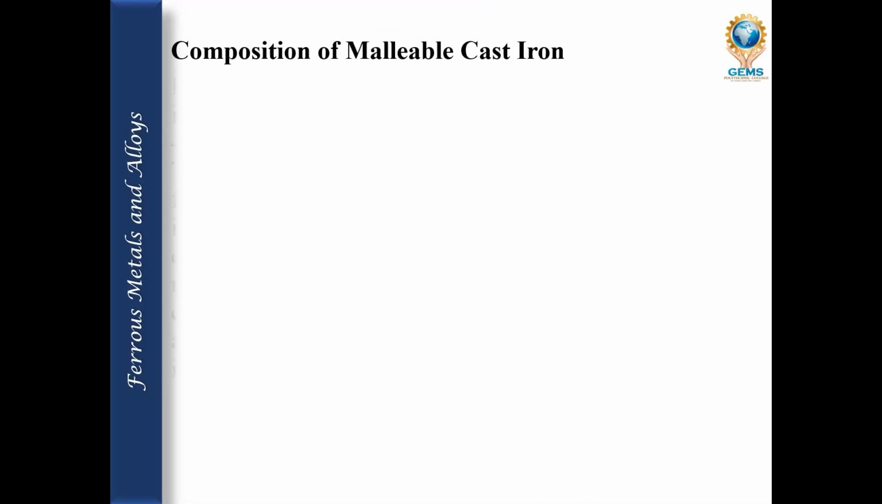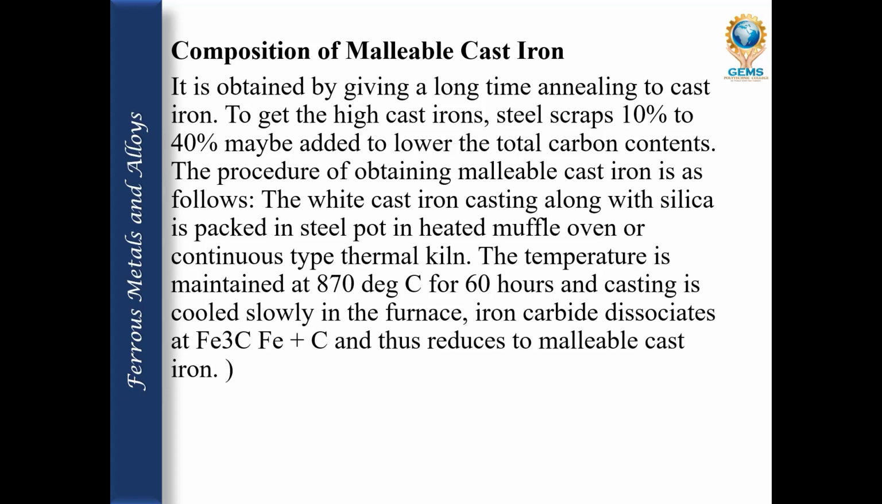Malleable cast iron is obtained by giving a long-time annealing to cast iron. Let me tell you about annealing. Annealing is where the metal is heated and allowed to cool slowly in order to remove internal stress and improve toughness. To get the cast iron, steel scraps of 10% to 40% may be added to lower the total carbon content.